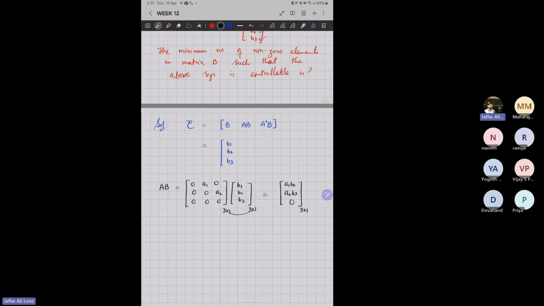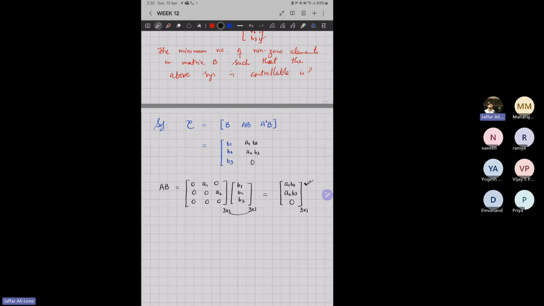It's very straightforward. You just have to multiply. So you'll have 3 elements here, 3 columns. It should be 0 into B1 plus A1 into B2 plus 0 into B3. So you got A1 into B2. For the second row, 0 into B1 plus 0 into B2 plus A2 into B3. You got this A2 into B3. Similarly, 0, 0, 0. So we'll write it here: A1 B2, A2 B3, and 0.